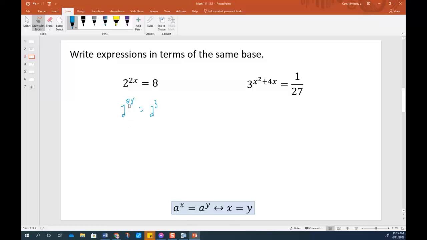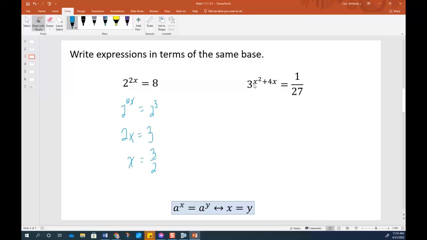So now I have the same base, and that's where this rule applies. If the bases are the same, then that means those exponents have to equal each other since this was an equation. So now I can just drop off those bases and say 2x has to equal 3. So x is equal to 3 over 2. Well, that wasn't hard.